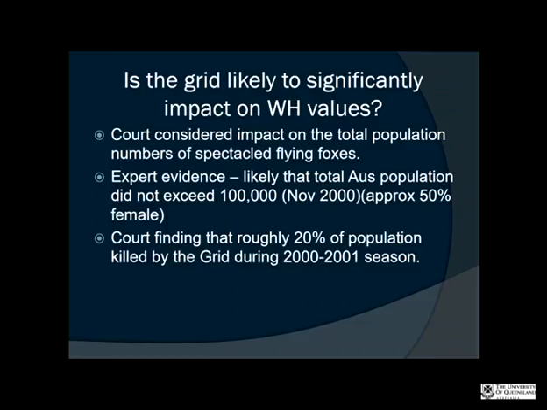The expert evidence was that it was likely that the total Australian population at that point probably didn't exceed 100,000, with about 50% being female. So the court found that almost 20% of the population had been killed by that electrified grid during the 2000 to 2001 lychee season. Remember, that was an 8-week lychee season.